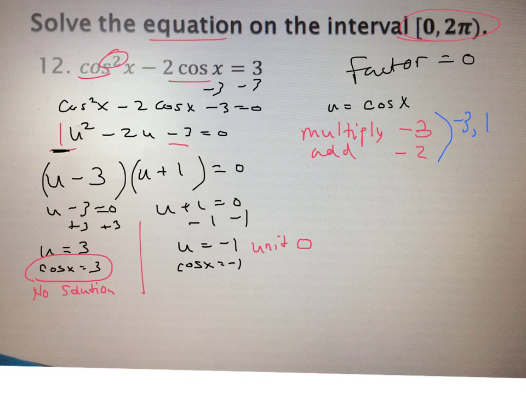But on this second part here, you can think of a place where cosine of an angle gets you an output of -1, and that place is where our angle is pi. And then the next place where we get -1 again would be adding a whole nother 2 pi, and so that would go over on my interval. So this is my only solution.